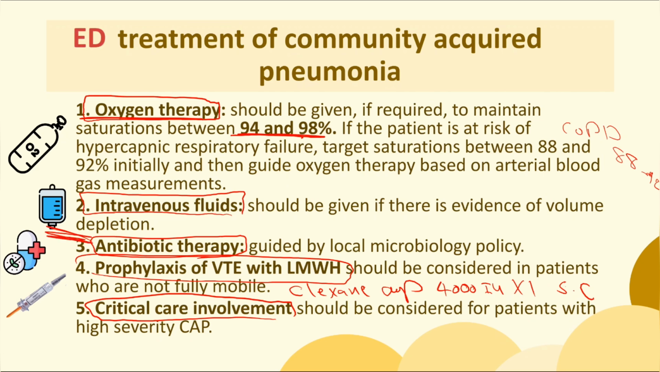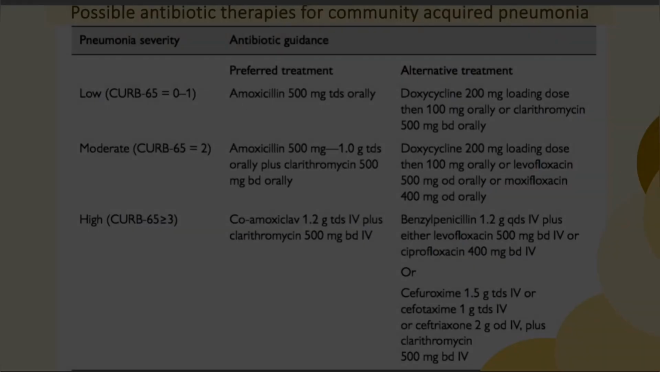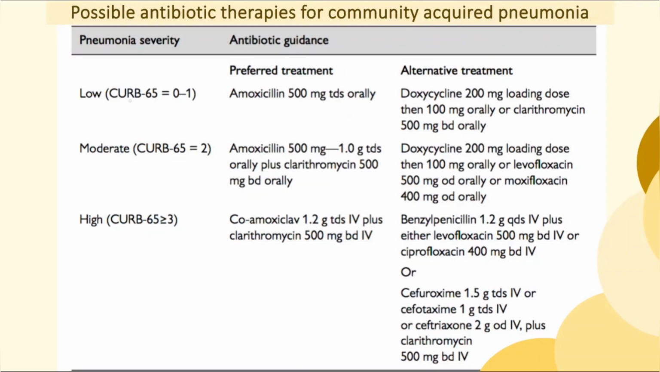Coming to antibiotics, which antibiotic do we give for patients with pneumonia? We depend on the BTS guideline, which says that for low severity pneumonia you may just give amoxicillin 500 milligram 3 times daily orally. If they cannot take amoxicillin due to allergy, you may give doxycycline, clarithromycin, or even azithromycin.